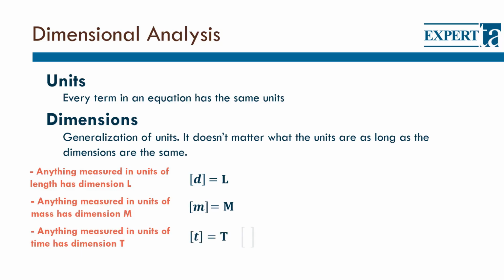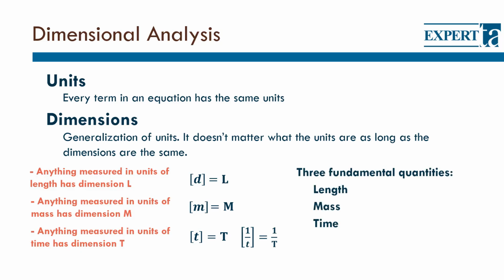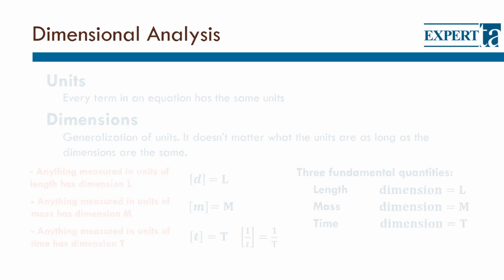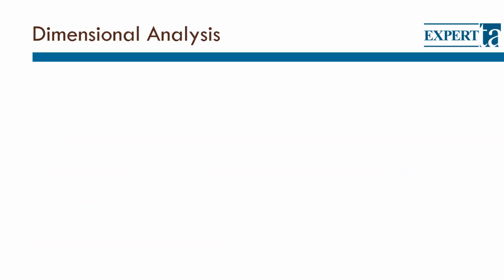If you have 1 over t, then that will have a dimension of 1 over time, and so on and so forth. So we are still looking at the three fundamental quantities: length, mass, and time. Anything measuring length will have a dimension of L. Anything measuring mass will have a dimension of M. Anything measuring time will have a dimension of T. Now again, as always, if you have derived quantities, then we can use these letters L, T, and M to indicate the dimension of the derived quantity. So let's take a look at a few examples.